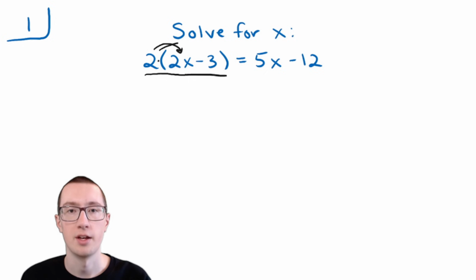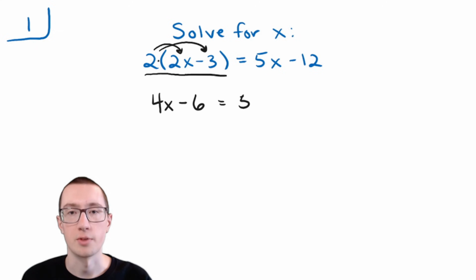So to the 2x and to the 3, or the minus 3 actually, the minus sign stays. So we're going to have 2 times 2x first. 2 times 2 is 4, and then the x stays. And then we have 2 times 3, which is 6, and then the minus sign stays as well. And then that's just going to equal 5x minus 12.